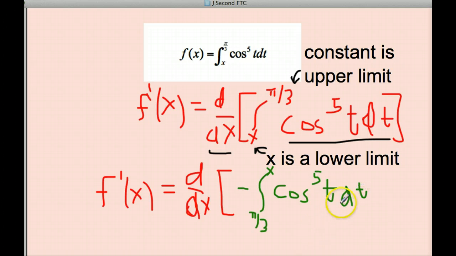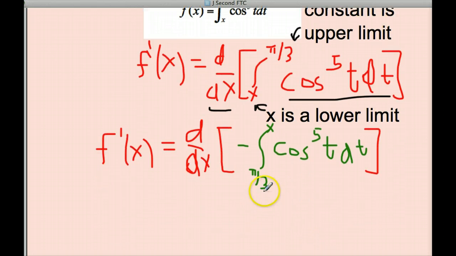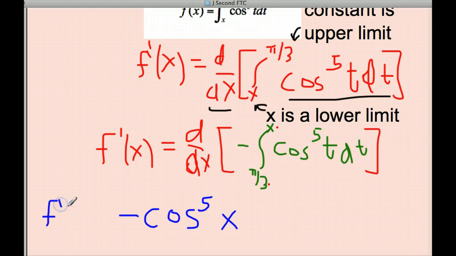So according to this, does this now match the actual second fundamental theorem of calculus? Yes, my constant is at the bottom and my variable x is at the top. So now I plug in that x, and what I get is negative cosine to the 5th, and then I change that t into an x, and this right here is equal to f prime of x. Good.